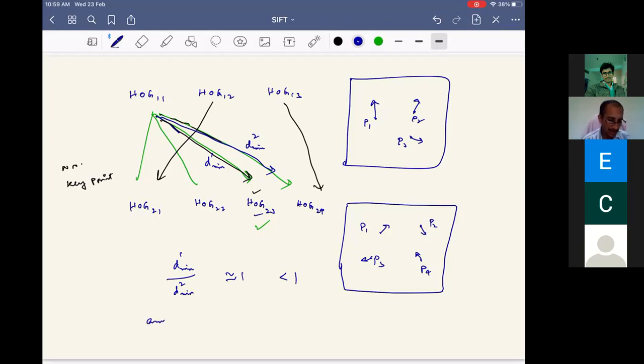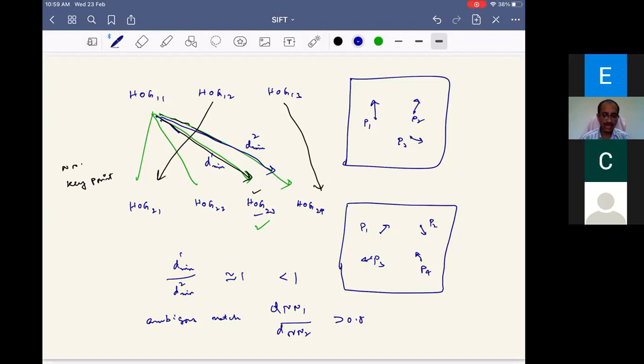So ambiguous matches are those for which the ratio of the distance of nearest neighbor 1 to the distance of nearest neighbor 2 is greater than 0.8. Those are ambiguous, doubtful matches. Those they eliminate. They do not take them into consideration while matching. This is the last step in the scale invariant feature transform. With this, they get reliable matches and they demonstrate very well on different computer vision tasks.